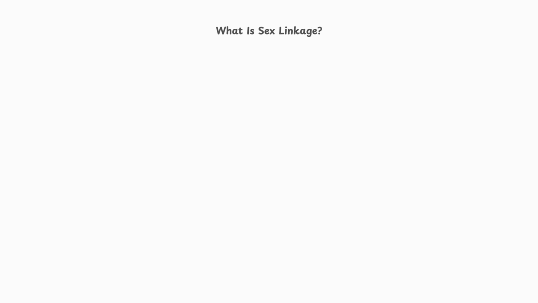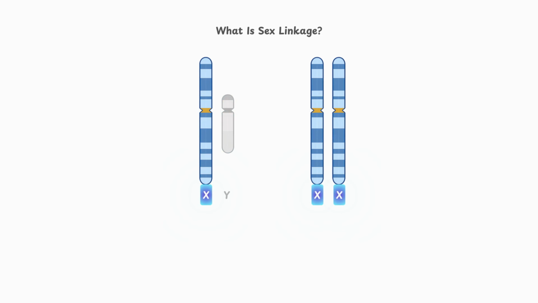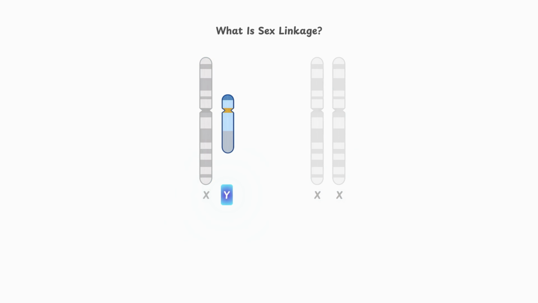Sex linkage happens when a gene is found on a sex chromosome. Humans have two types of sex chromosomes. Females have two X chromosomes, while males have one X chromosome and one Y chromosome. Most sex-linked genes are carried on the X chromosome. This is because the X chromosome is much larger and contains far more genes. The Y chromosome is much smaller and carries fewer genes.